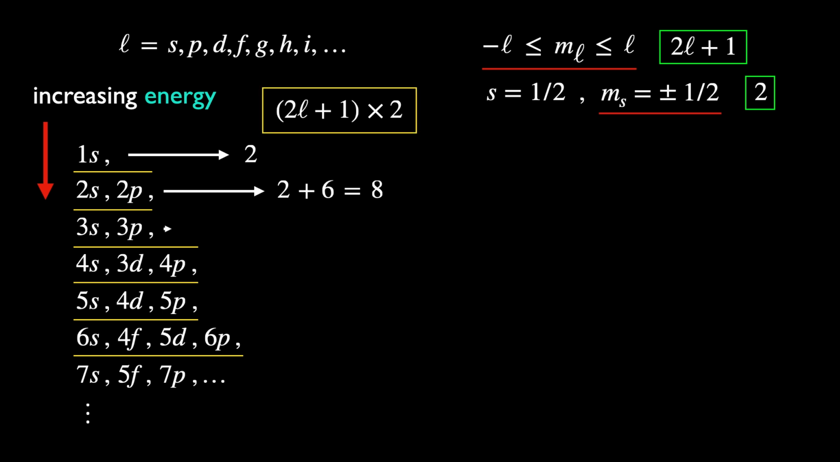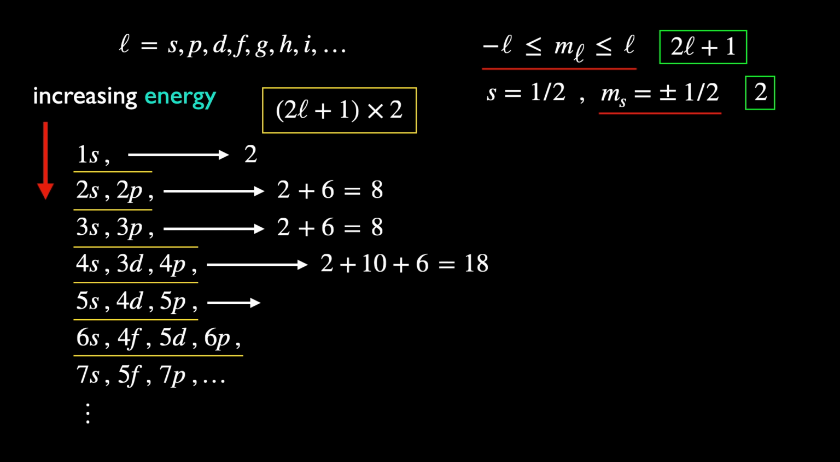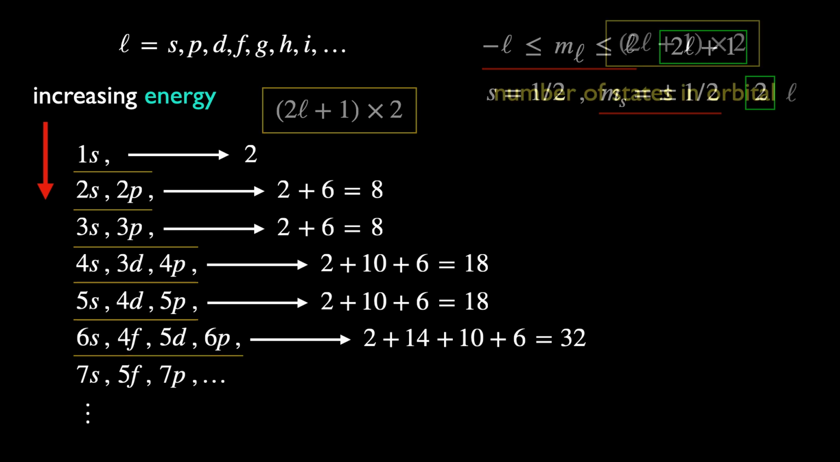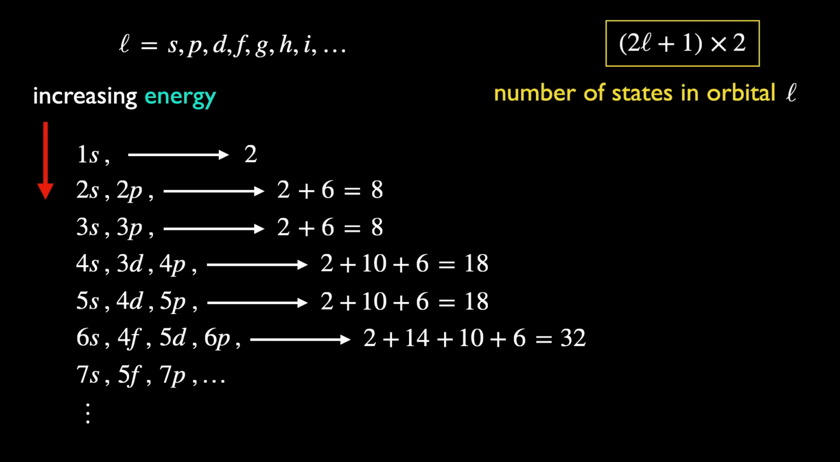We proceed in this way, summing the states in all the orbitals on each shell. Each of these states can hold only one electron. For Z equals 1, we have only one electron in the lowest shell. This is hydrogen. If Z equals 2, we need 2 electrons. These fully fill the first shell. This is the helium atom.